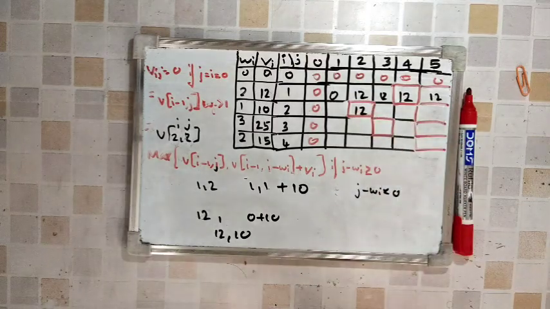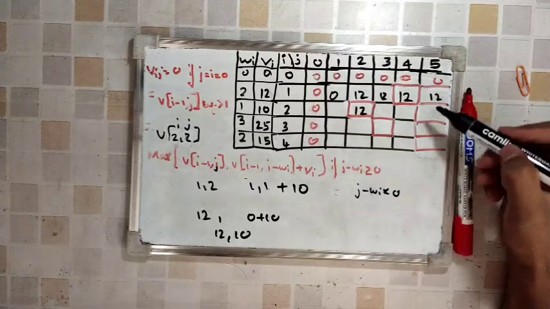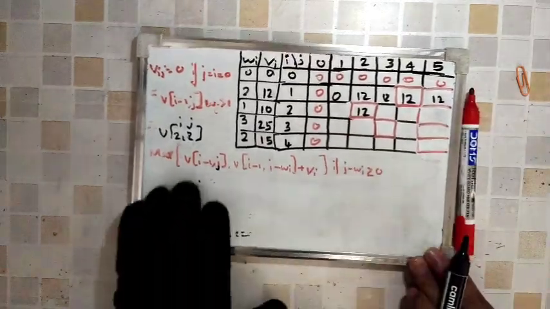Similarly, one by one you have to write it like that, and then find. So now I will find 2 comma 5, right.